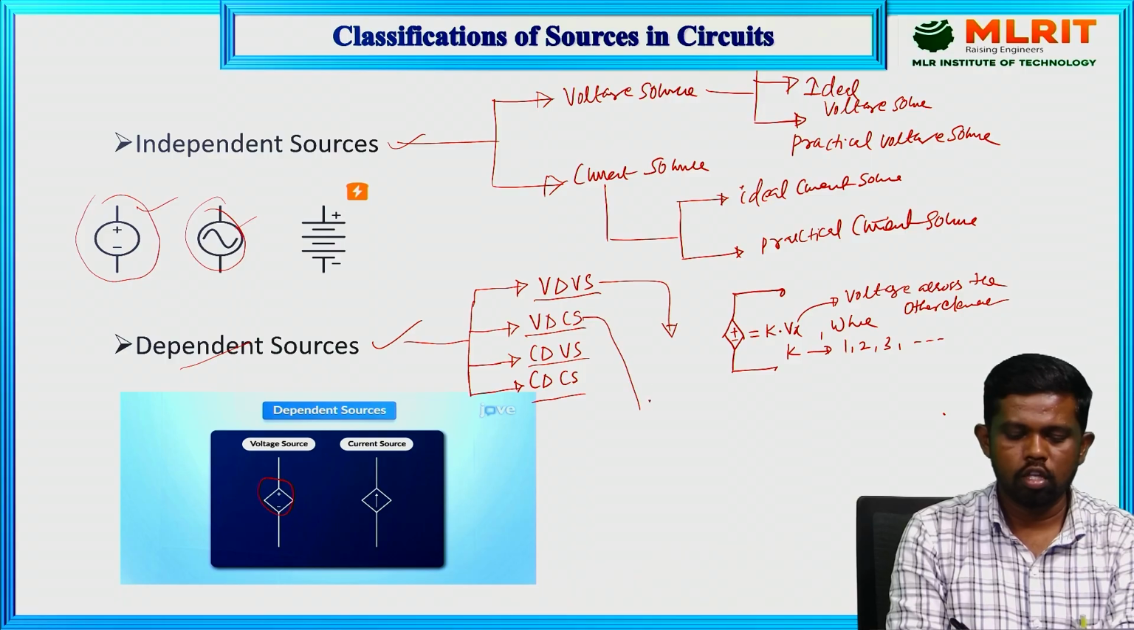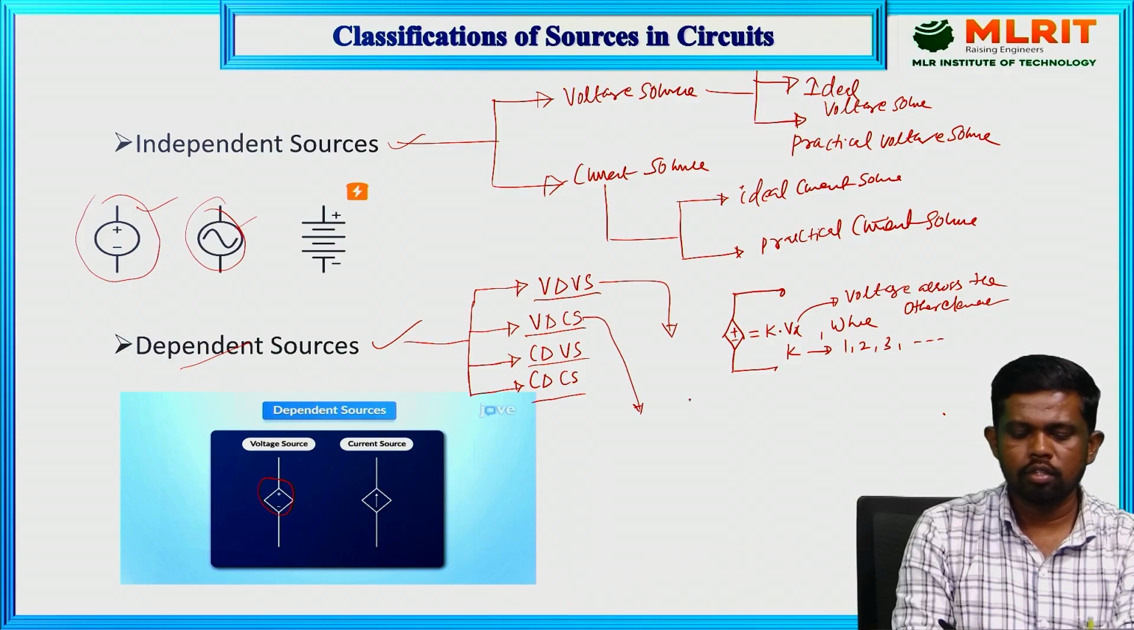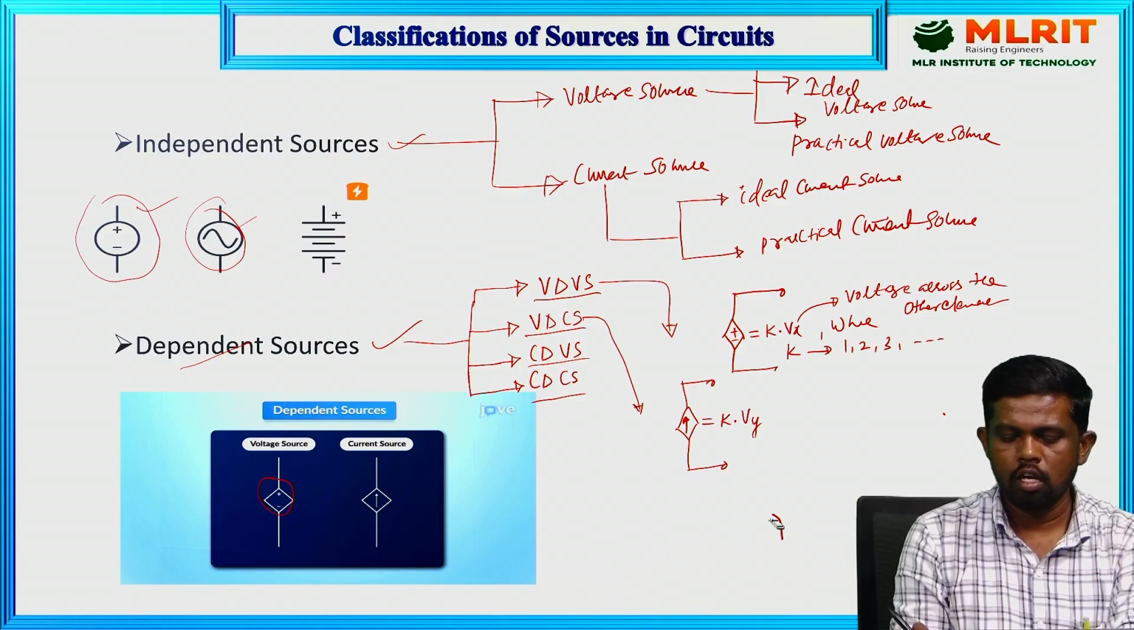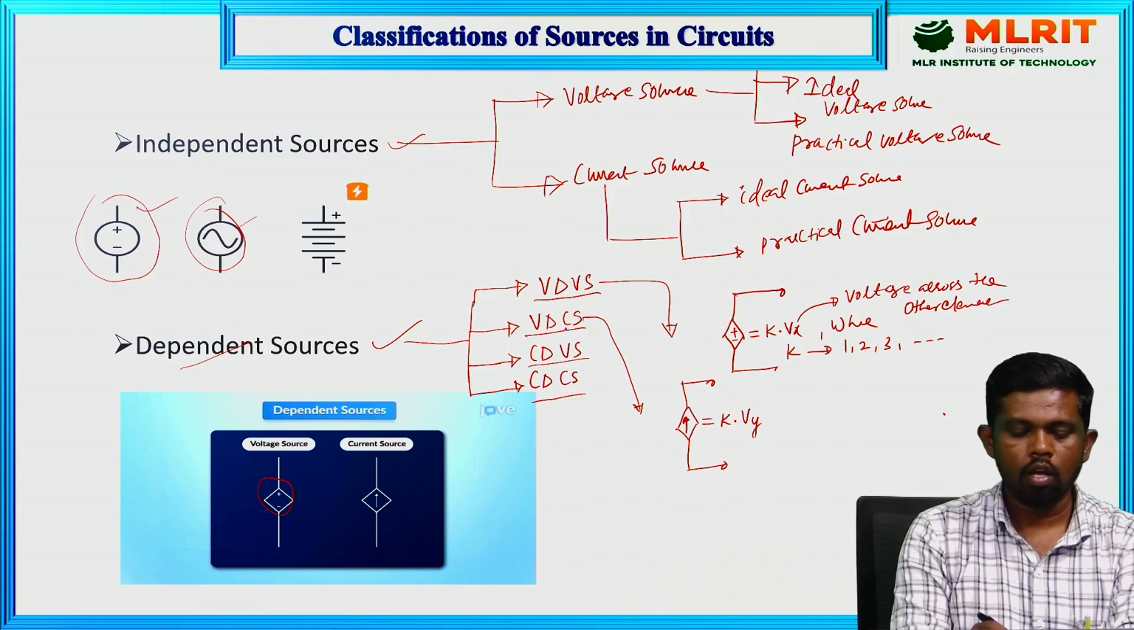Now coming to the voltage dependent current source. Basically it is a dependent current source. It is also drawn in a diamond shape, with an arrow mark in the source. This is a current source whose value depends on the voltage of another element, k times Vy. Basically it is a current source, but it depends on the voltage across some other element. So this is the voltage dependent current source, or voltage controlled current source.